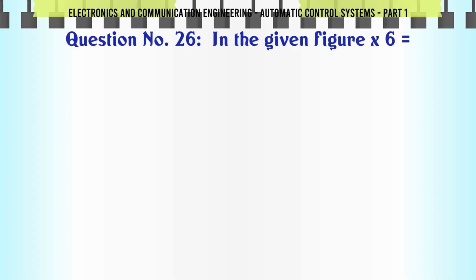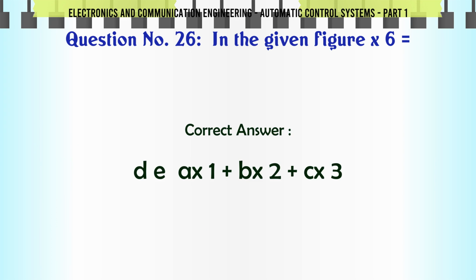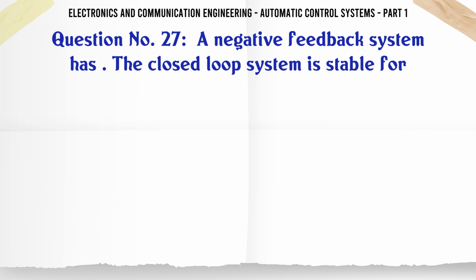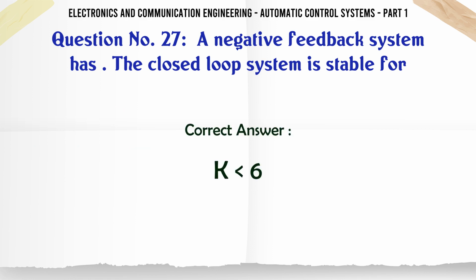In the given figure, x6 is: A, D E x1 B x2 C x3; B, A B C x1 x2 x3; C, x1 B x2 C x3 D E; D, A B C D E x1 x2 x3. The correct answer is D E x1 B x2 C x3. A negative feedback system has the closed loop system stable for: A, K20; B, 15 K19; C, 8 K14; D, K6. The correct answer is K6.